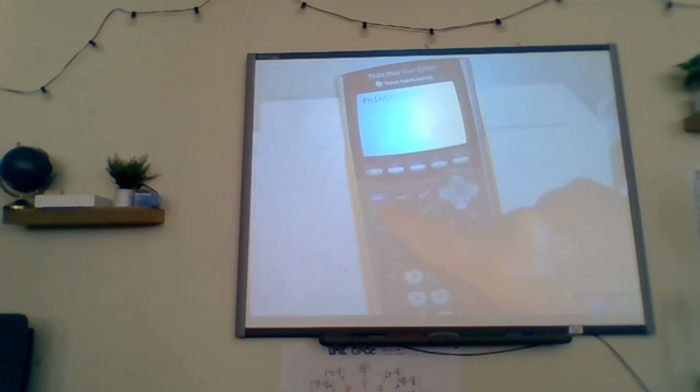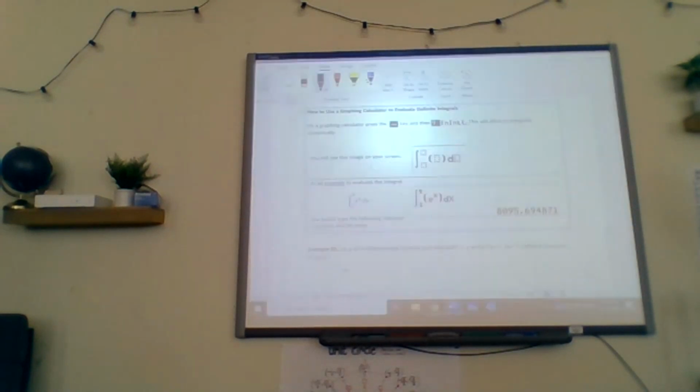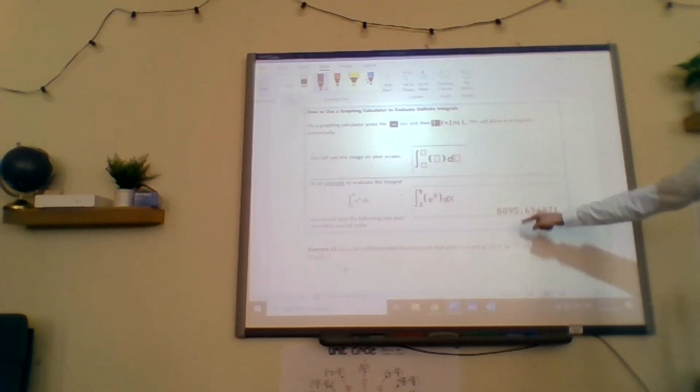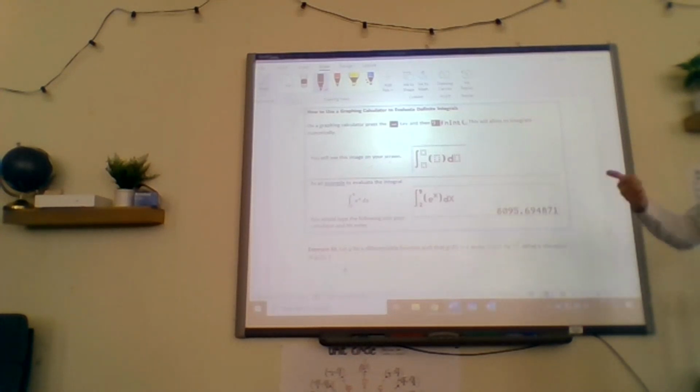Just in case any of you have it, that would be like this: e to the x. So you do your function e to the x. You want to integrate that with respect to x, so you do a little comma x, and then you tell it from where to where. So comma 2, comma 9, and then it gives you the right answer, 8095, which is what the thing says. Cool. So your calculators can take integrals.